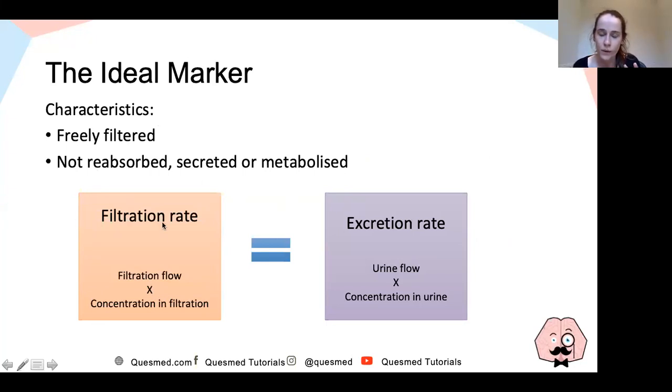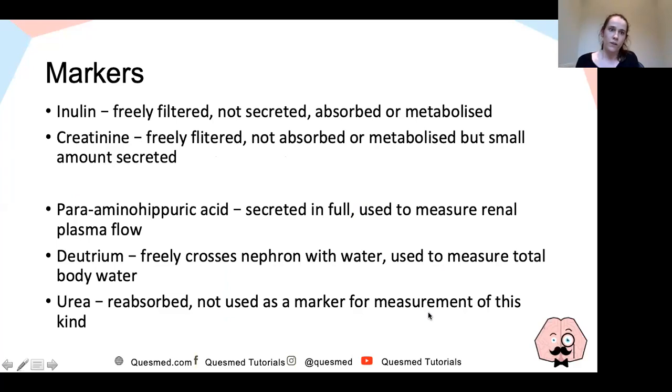Okay, so with this in mind, when you have the ideal marker, you want the filtration rate to be equal to the excretion rate. So the rate of filtration would be the filtration flow times the concentration of that marker in the filtrate. And the excretion rate would be the urine flow times the concentration in the urine. So as we've said, inulin is freely filtered, not secreted, not absorbed, and not metabolized, which makes it an ideal marker, the perfect marker.